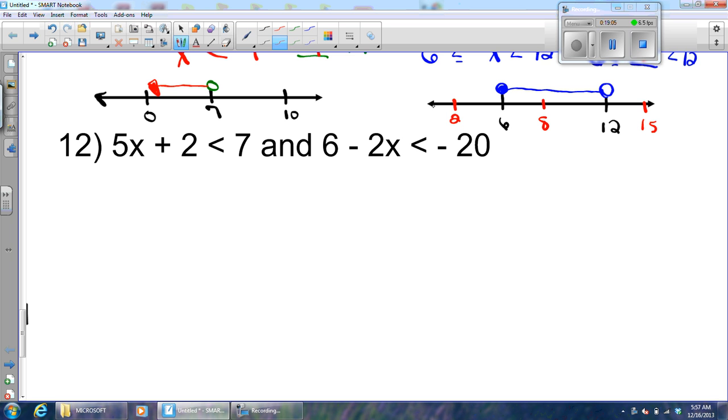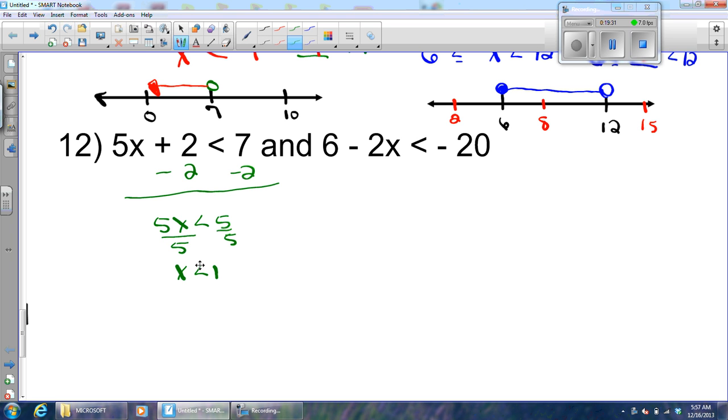Now, sometimes our ands are written as 2 statements. This gave some of you trouble on a test recently. All I'm going to do is solve this part, and then solve that part. I'm not going to write it as one statement. I'm going to subtract 2 from both sides. 5x is less than 5, divided by 5, x is going to be less than 1.